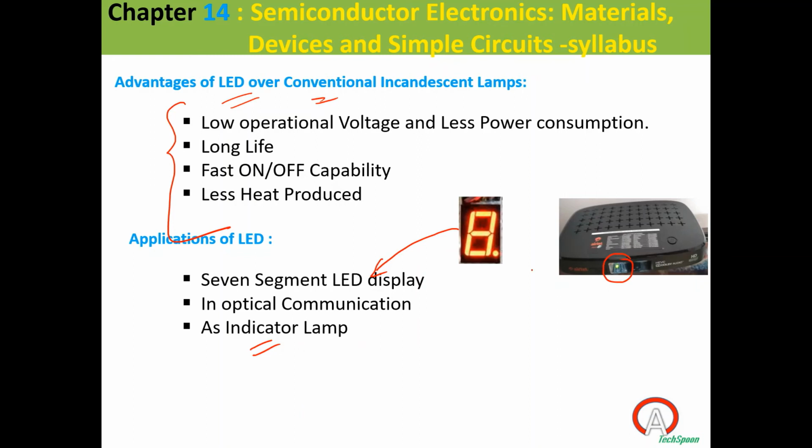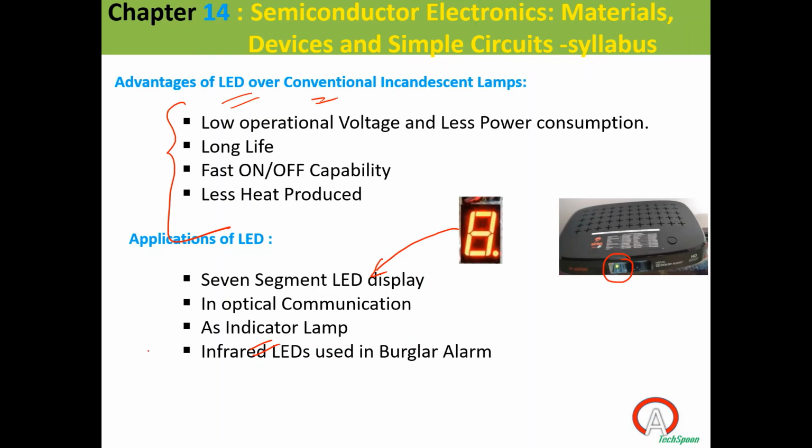This is a receiver, right? Of your cable TV. So this is a kind of indication. As an indicator lamp, on off indication can be done with the help of a light emitting diode. Also some critical things, like if it is red light, normally it will be off. So different colors of LEDs can also be used as an indicator lamp. These are some of the applications of LED light.